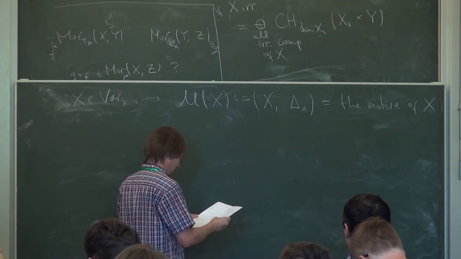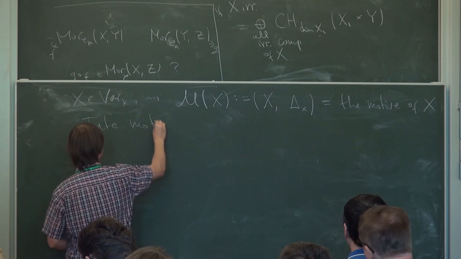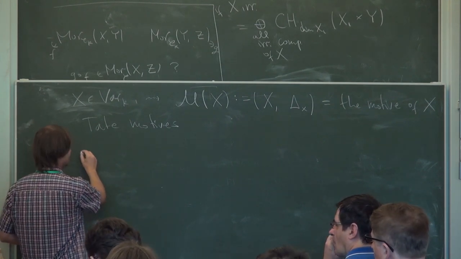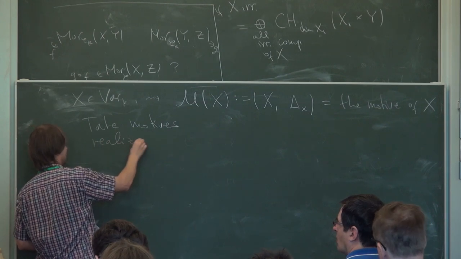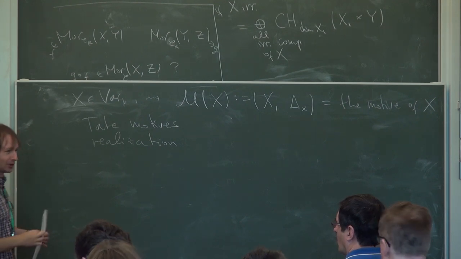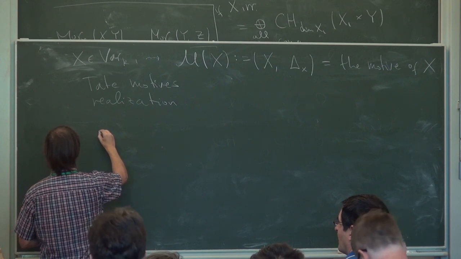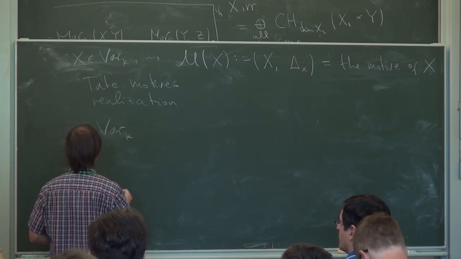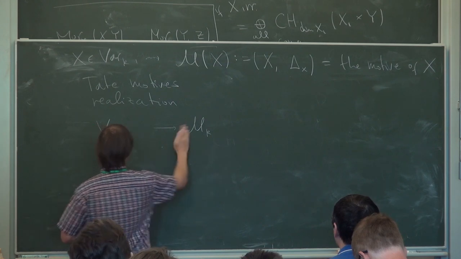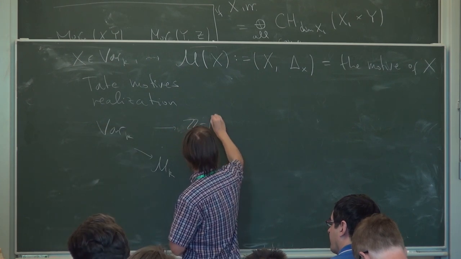Okay, so we will need also Tate motifs, and one small commutative diagram. Namely, we will need a realization functor. So I have one minute, so I think it's okay to explain realization, just to draw a diagram. So here we have our smooth projective varieties. Then we have motifs. Let's draw it here. And here we have graded abelian groups.